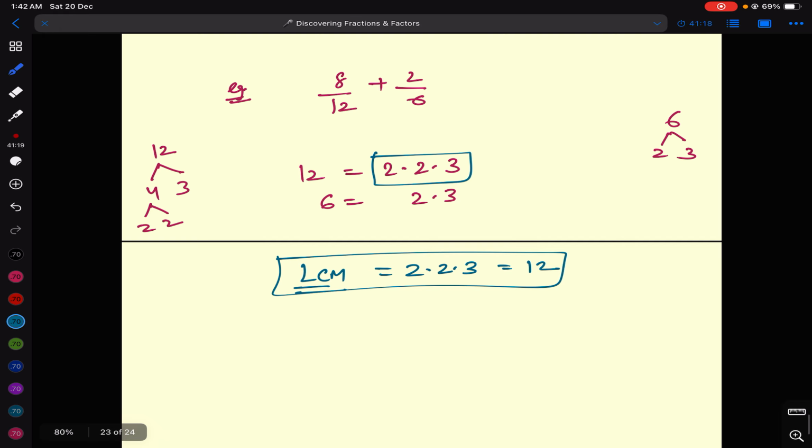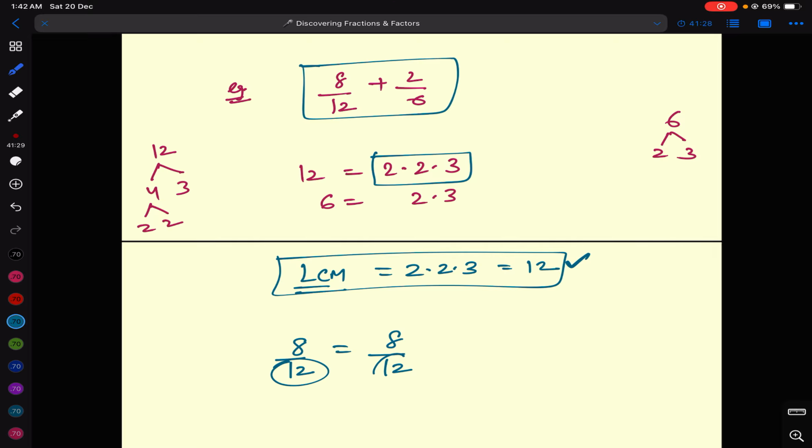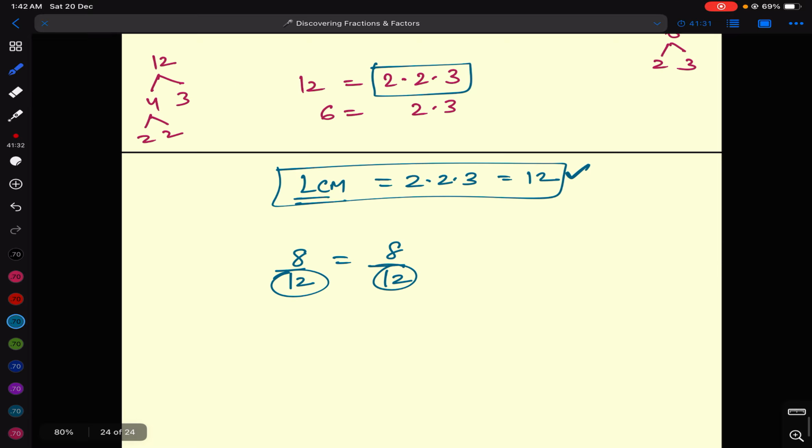Now, how do we add these two fractions? The first fraction is 8 over 12, right? We know that the LCM is 12, so we'll write this as 8 over 12 because we have the LCM in the denominator. But for the other fraction, 2 over 6, the denominator 6 is not 12, so we have to convert this denominator to the least common multiple, which is 12. So we multiply and divide by 2 in both the numerator and denominator. So this becomes 4 over 12.